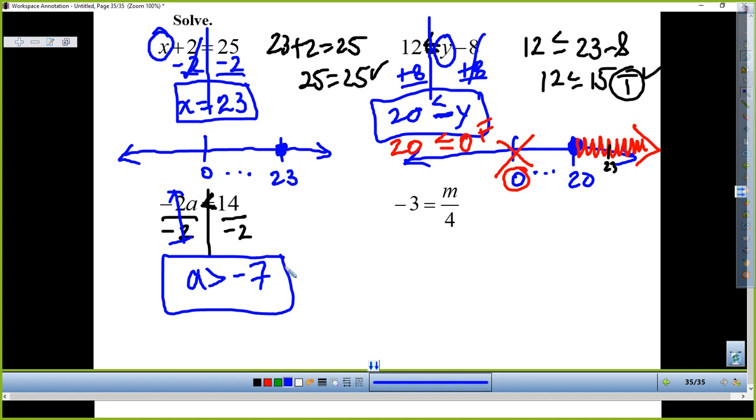Let me do this one right here. Can I simplify either side? No. Let's see. I need to leave m by itself. What's happening here? 4 is dividing, so what is the inverse? We multiply times 4, multiply times 4. We're left with m equals negative 12. And do we know how to plot and graph and check? Yes.